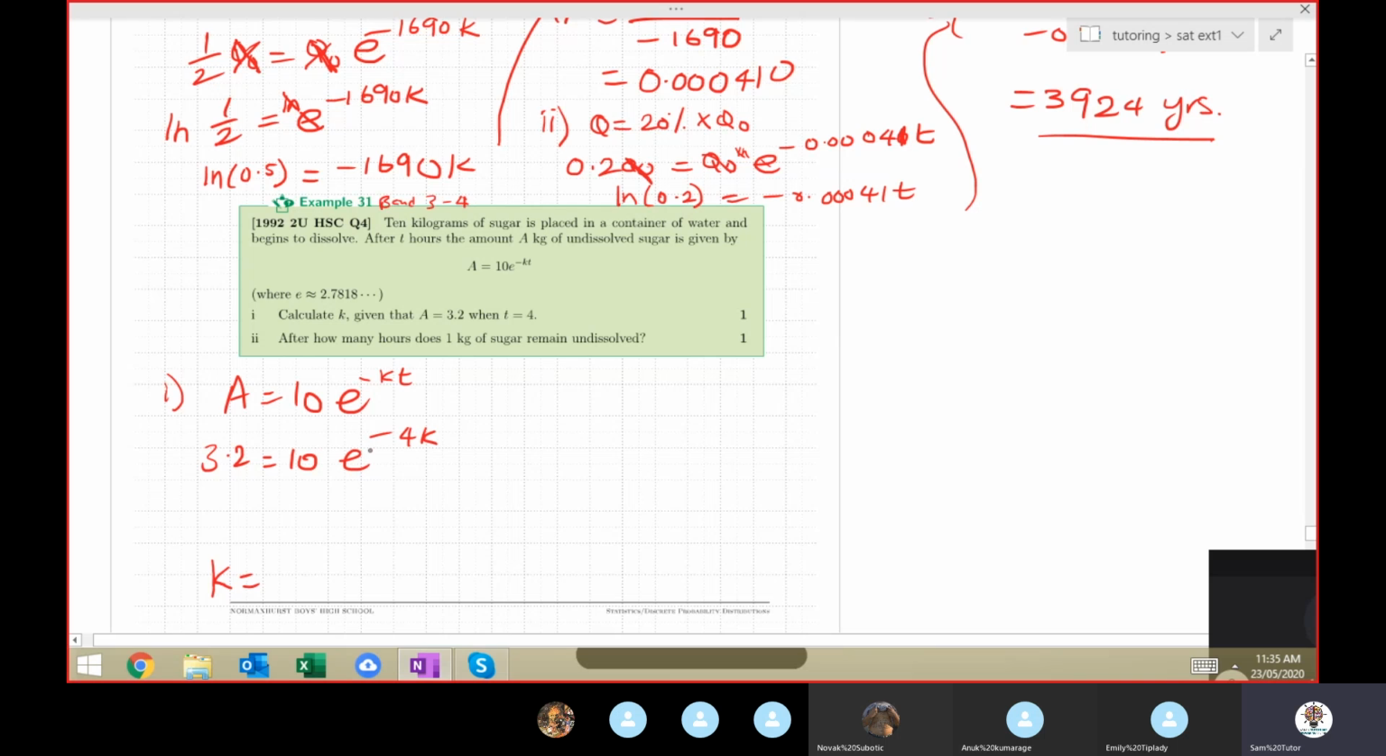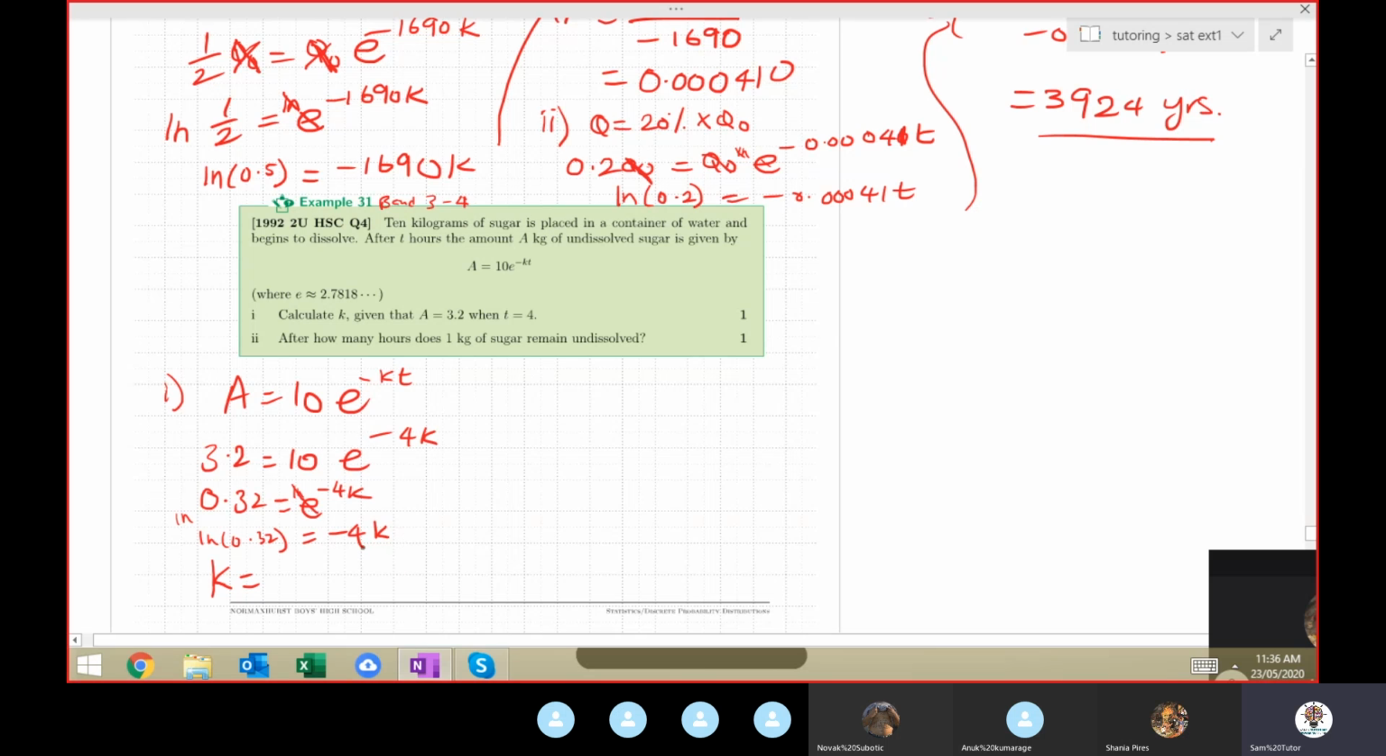3.2 equals 10e^(-4k). What's your next line? Do you divide it by 10? Yep. So you would get 0.32 equals e^(-4k). And what would you do? Now what do you do? You've got the e there that you don't like. You log both sides. Then you're left with log of 0.32 equals negative 4k, and you're literally one step away.